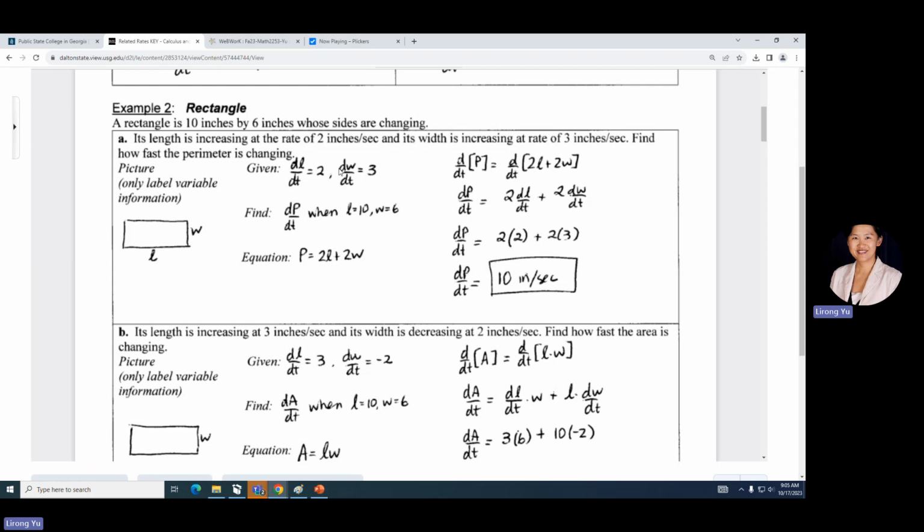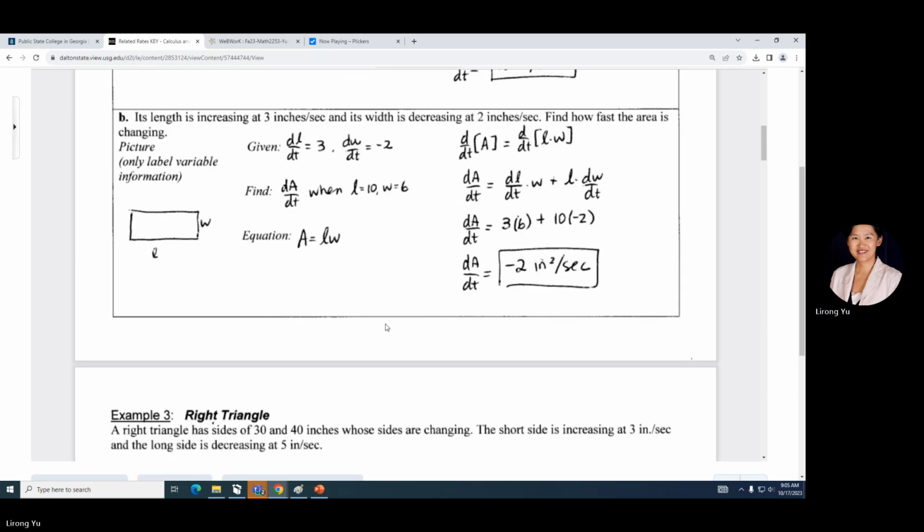The second question was area, the relation between area, length, and width for a rectangle. Then you can find the derivative of the left side and right side. A little application of the product rule there.